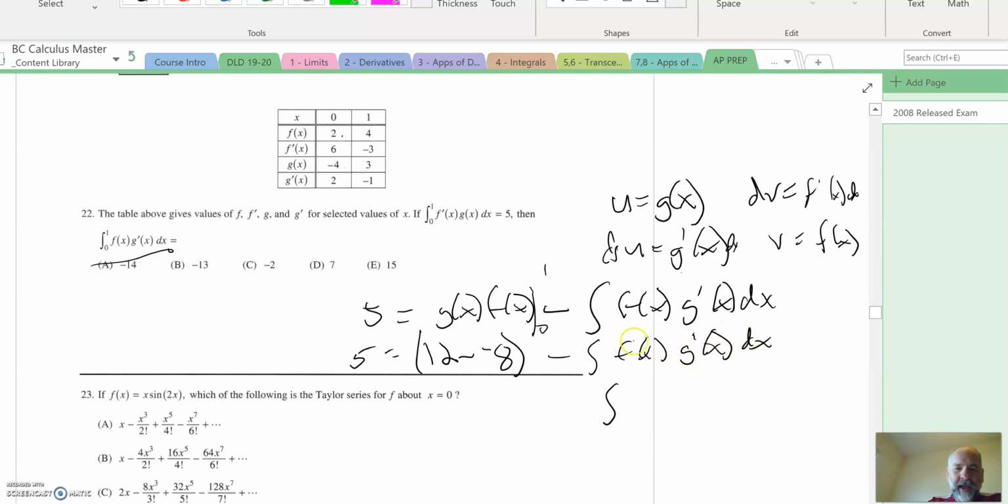So then I need to solve for this thing, which I've got right here. So I'm going to bring it over to the other side and bring the 5 over. So the integral of f of x g prime of x dx equals this, which is 20 minus 5. And so that's why I'm saying it's 15.